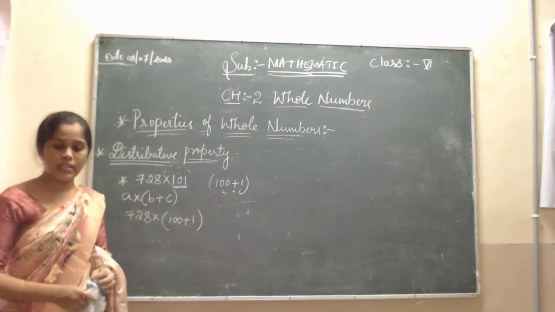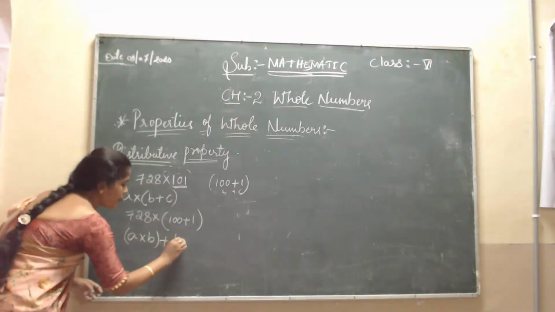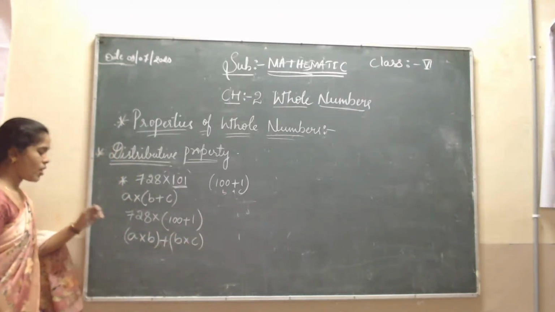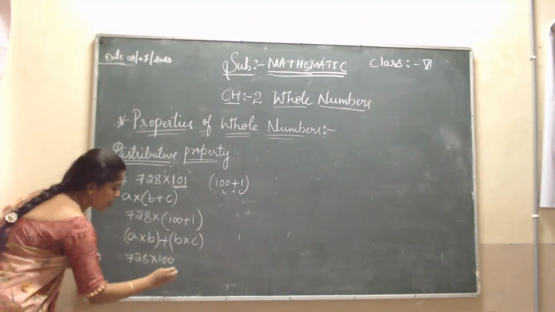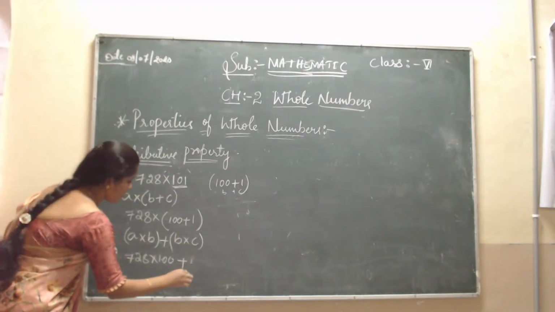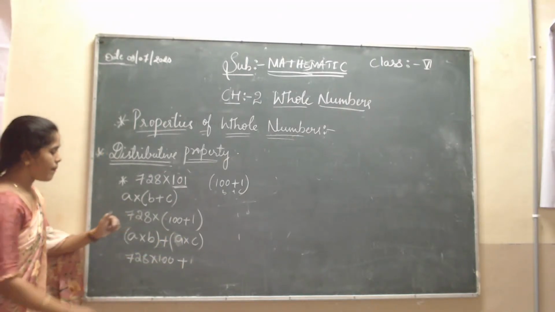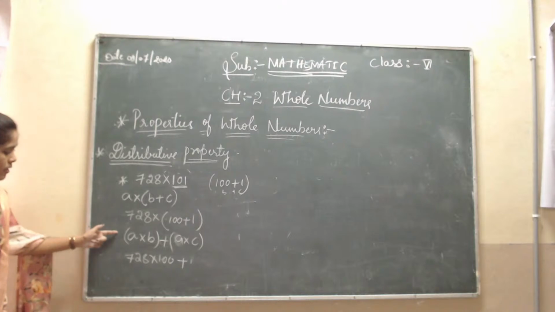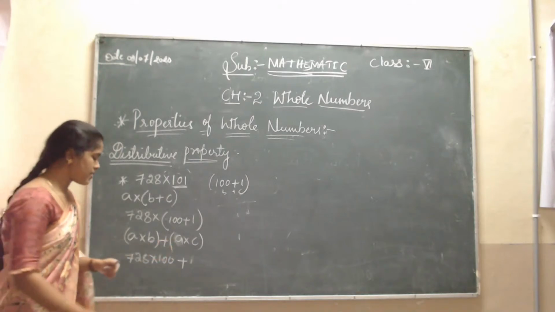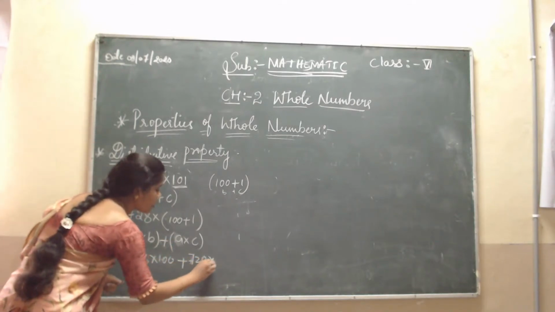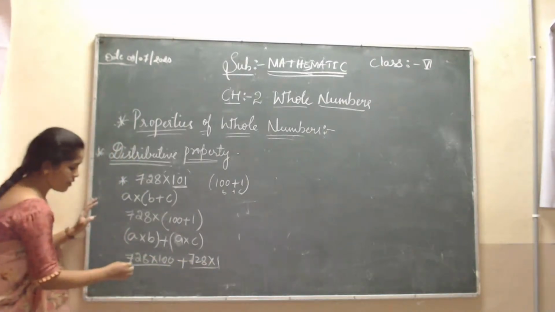Now apply here distributive property: A into B plus A into C. Now A is 728 into B is 100, plus A is 728 and C is 1. Now solve this one and this one.